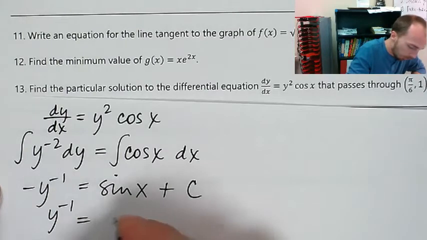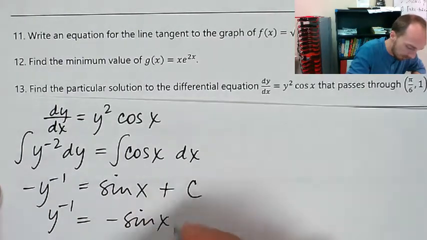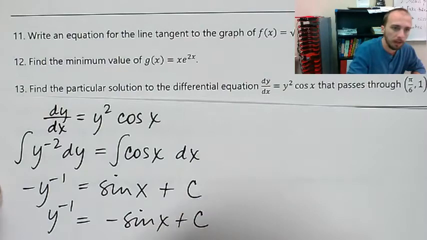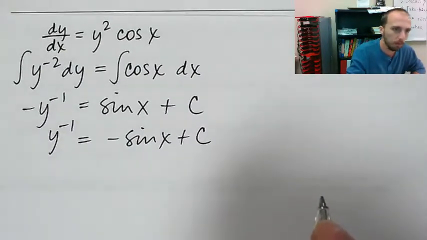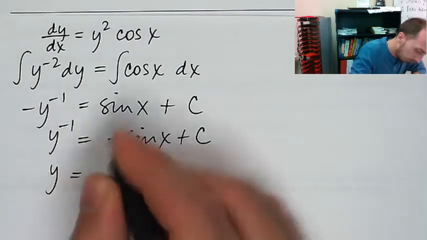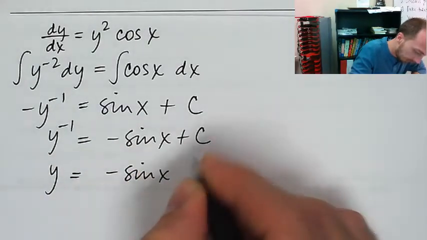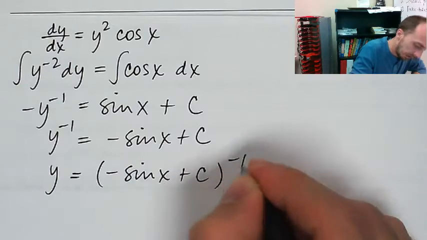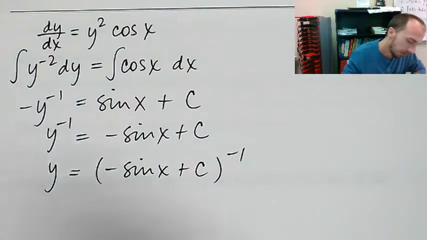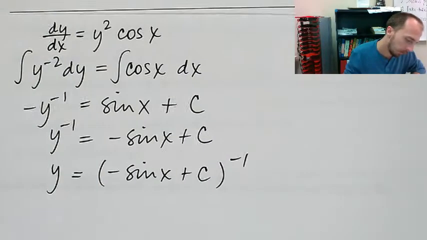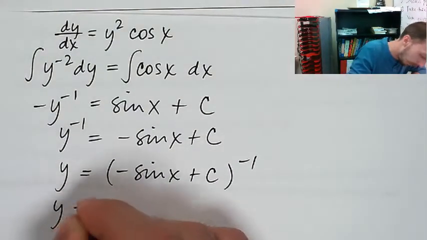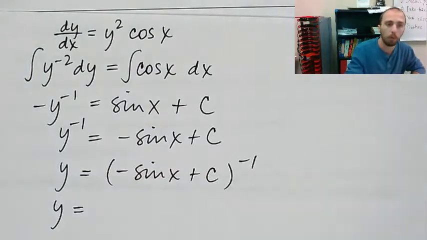Start solving for y. And so I think I'll actually just move that up. So y is equal to negative sine x plus c to the negative first power. Now they said that when x is pi over 6, y is equal to 1. So y equals 1.